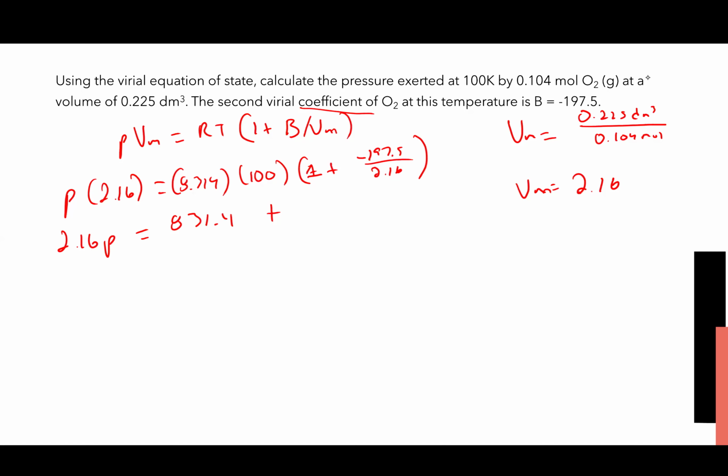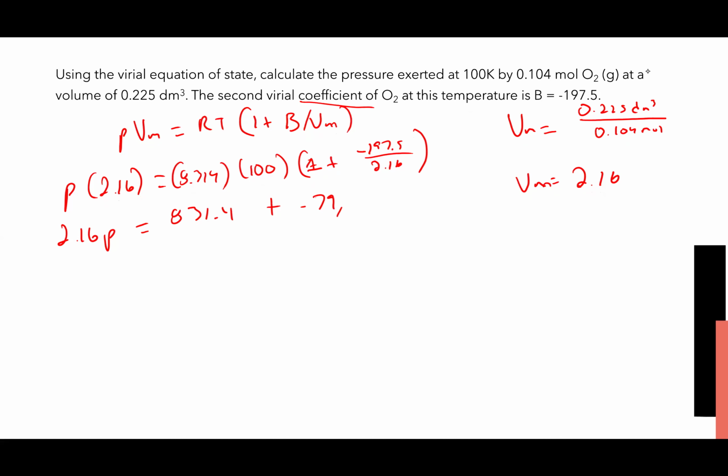All right, if we do that, we get a number of negative 79,019. Now this should give you a little bit of pause, because 831 minus negative 79,000, right? That doesn't make any sense. It's going to give us a negative number, now give us a negative pressure. That doesn't make any sense, right?